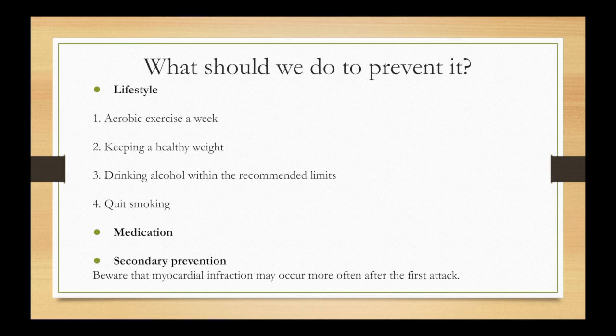What should we do to prevent it? We can prevent it by changing our lifestyle, by doing aerobic exercise several times a week, and keeping a healthy weight. And we should drink alcohol within the recommended limits and quit smoking. All this may help us maintain a healthier body and decrease the possibility of having myocardial infarction.